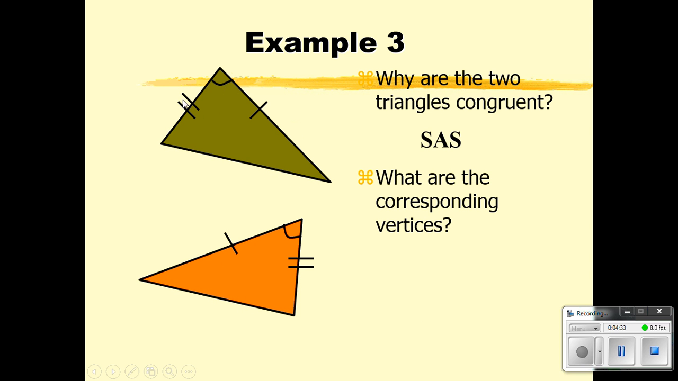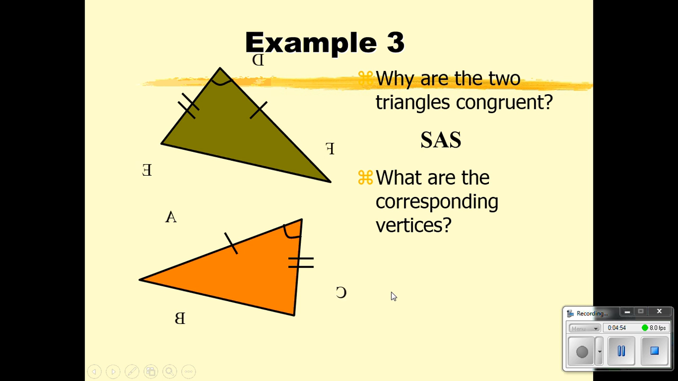Example number 3, equal sides, angle in the middle: side, angle, side. Now, it is important, again, just like with similarity, everything has to line up. So I want to make sure that when I write the angles that are the same, I put them so that they match up, just like when we were doing it with similarity.